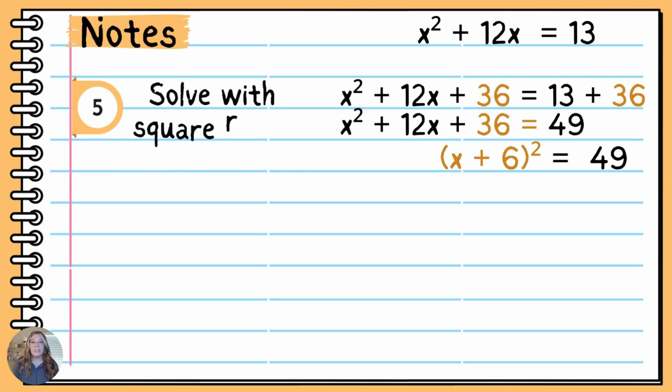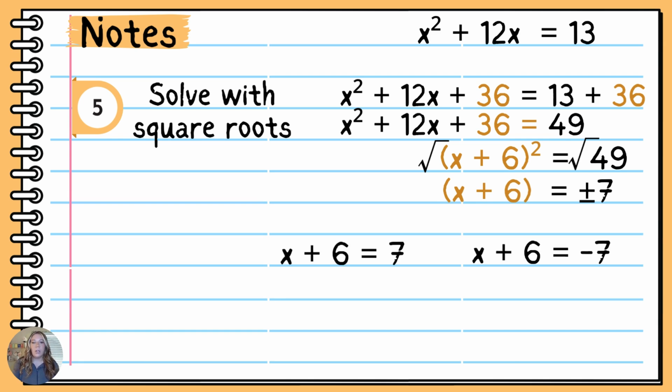Now the last step is to solve with square roots. So we'll take the square root of each side. x plus 6 squared, if we take the square root, we'll only have the x plus 6. And then the square root of 49 is positive and negative 7. So now let's set up our two equations, one to positive 7 and one to negative 7.